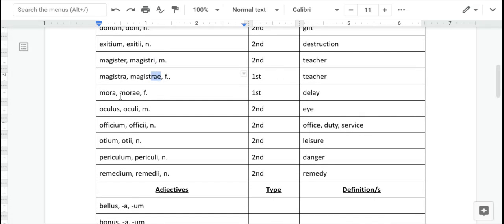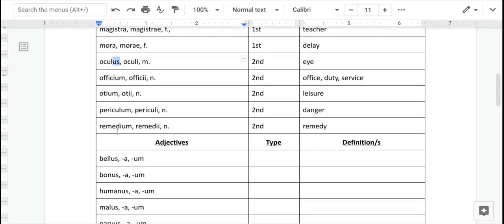Then we had a basic second declension noun, oculus for eye. The US to I is the most common type of second declension. And then a couple more neuter nouns, and then we end up with four Latin second declension neuter nouns.